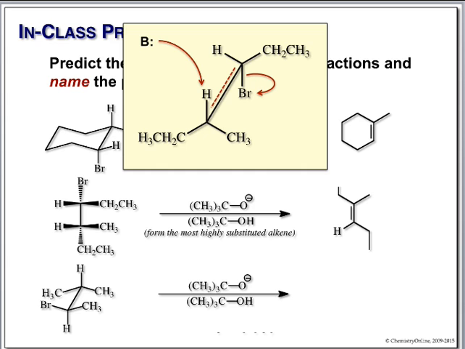Now we're supposed to name this. Probably want to start off numbering up here, I imagine. So this is going to be a 1, 2, 3 alkene with a methyl group. Overall, it's going to be 1, 2, 3, 4, 5, 6, so it's a hexene. Our highest priority groups are going to be the 2 ethyls, and they are on opposite sides. So this is an E, 3-methyl-3-hexene.